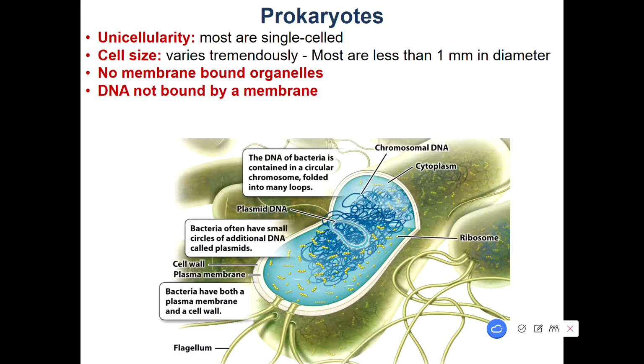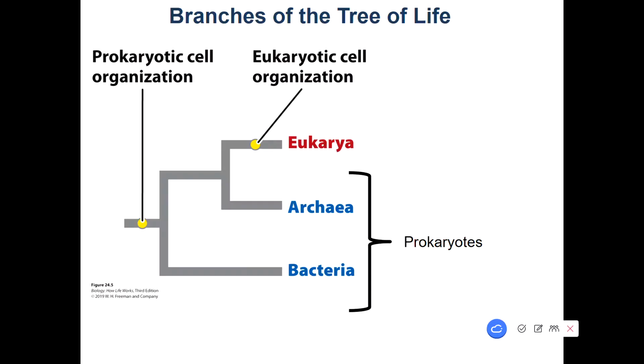So here we have a picture of a bacterial cell. You can see the DNA, which is in a ring. And they have ribosomes, which actually make the proteins in the cell. But other than that, there's no organelles, there's no internal membranes. There's just the outer cell wall. That is their membrane. So if we're looking at relationships, here's a phylogenetic tree, and we have our most recent common ancestor of all living organisms, and it had a prokaryotic cell organization. So the DNA was not found in a nucleus, there are no organelles, it's a single-celled organism.